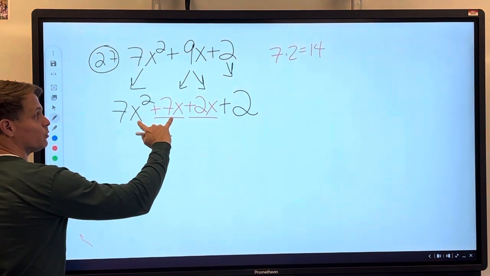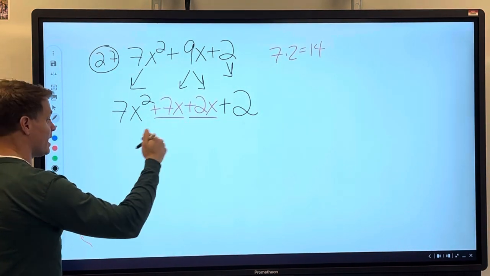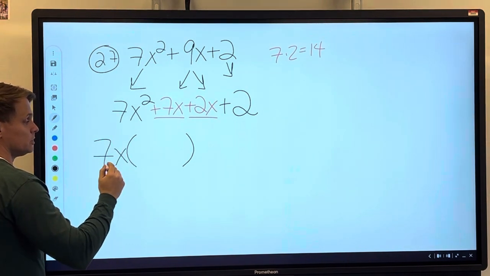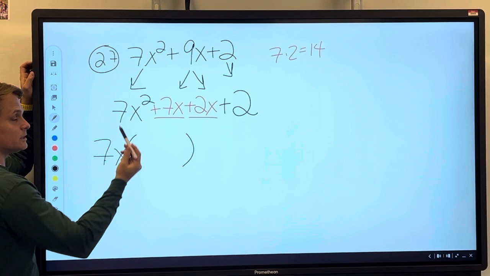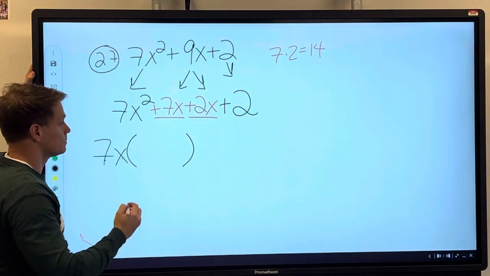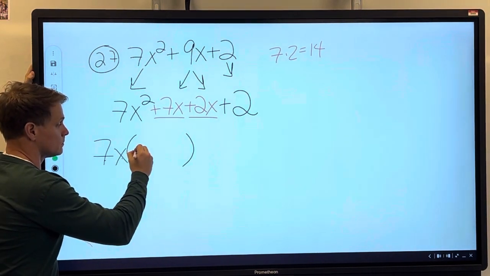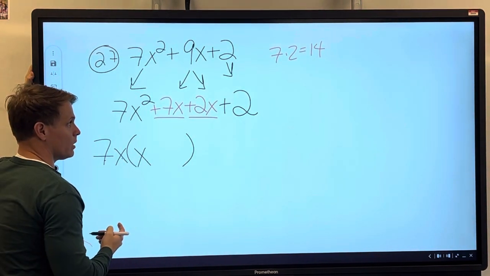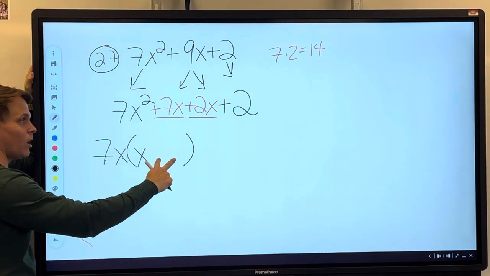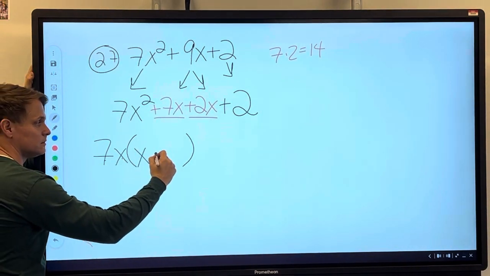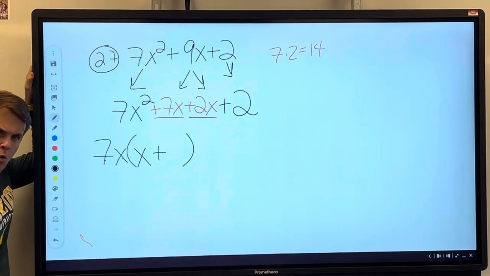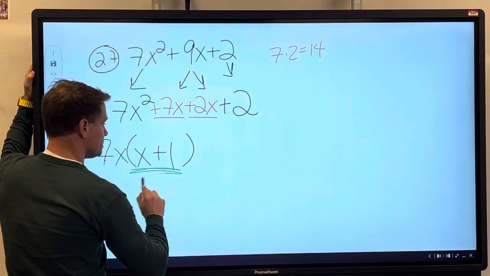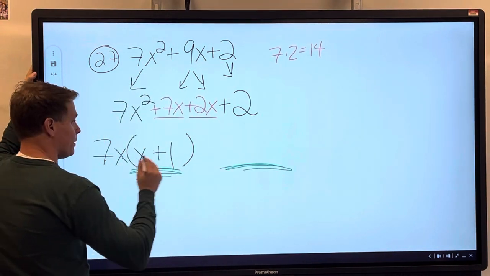So now we're going to group these first 2 together. What does 7x squared and 7x both have in common? 7 and an x. So 7x times what is 7x squared? x, right? 7x times what is 7x? 1. Now whatever's in this parentheses right here is going to be the same right here.